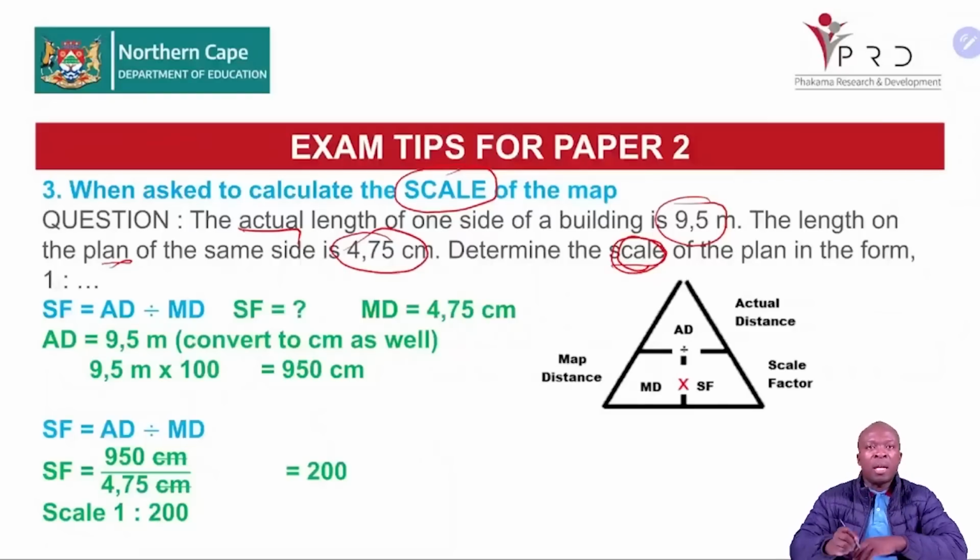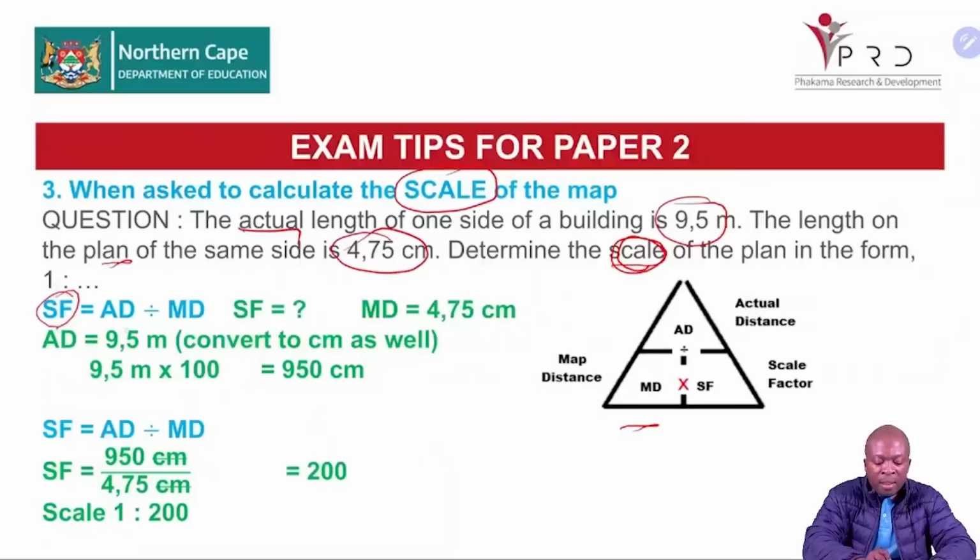Do you see what we are doing now? Once you are reading, you must just highlight what the examiner gave to you so that you can be able to utilize it in your calculation, right? So SF, according to our formula, we don't know it yet, but to find SF is going to be AD divided by MD. So we don't know SF, but our MD is 4,75. Our AD is 9.5. So the first thing you can do is to try and convert the AD, which is 9.5, from meters to become what? Centimeters, because already our MD is in centimeters.